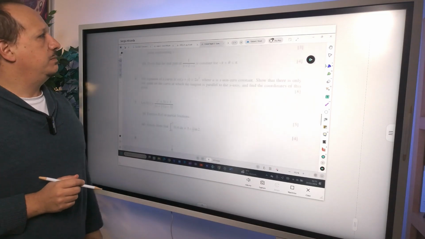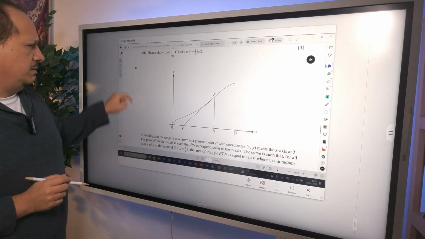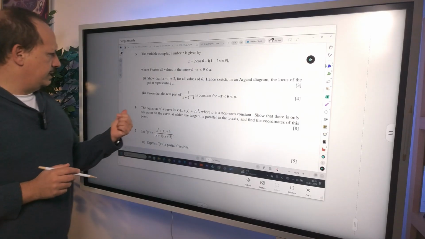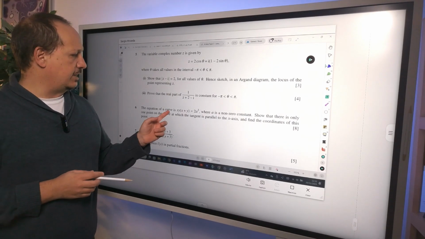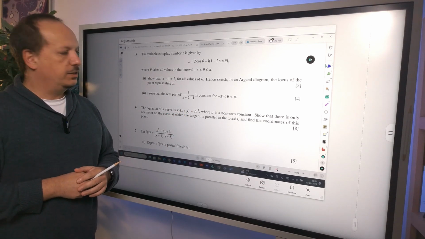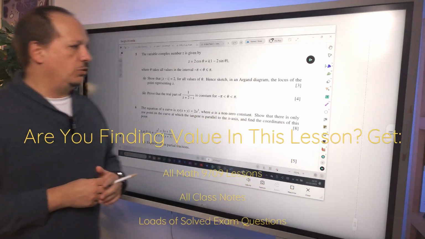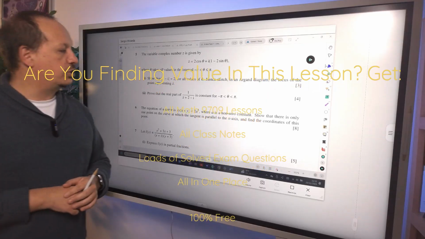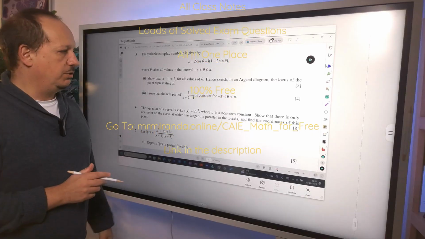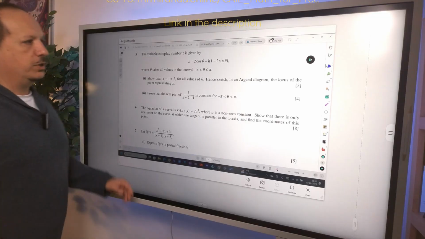Last question, last exam question is this one. This is paper 3 from May/June 2008. The question says, the equation of a curve is xy(x + y) = 2a³, where a is a non-zero constant. It's going to be important at the end. Show that there is only one point on the curve at which the tangent is parallel to the x-axis. Again, what does this mean? It means gradient 0. And find the coordinates of this point. Total of 8 points for this question.